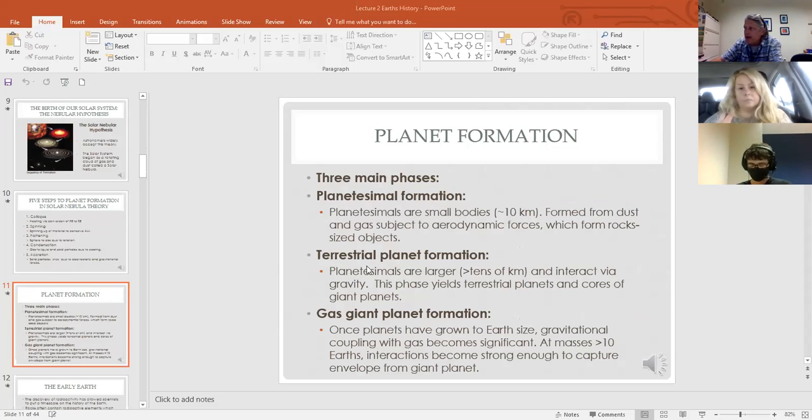We are a terrestrial planet. We're not little planetesimals. Those asteroids and things are still in the asteroid belt. We've swept out our orbit. We're inner planets, so we're terrestrial.